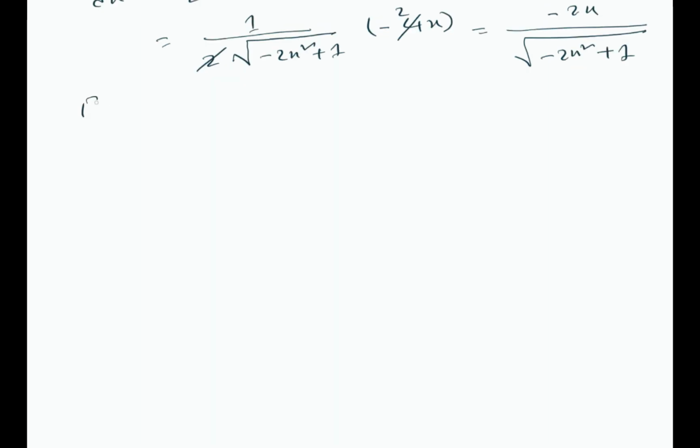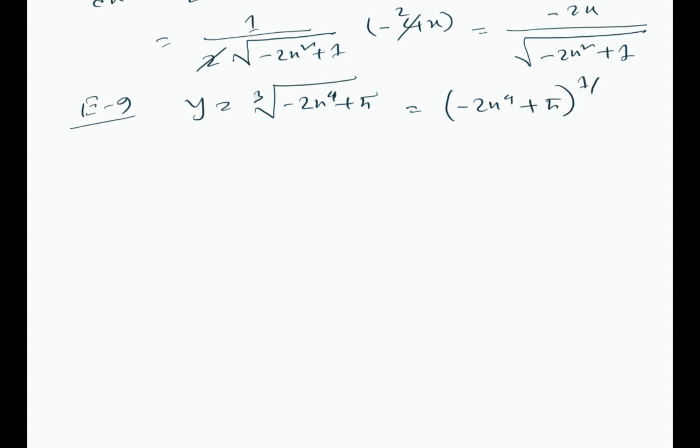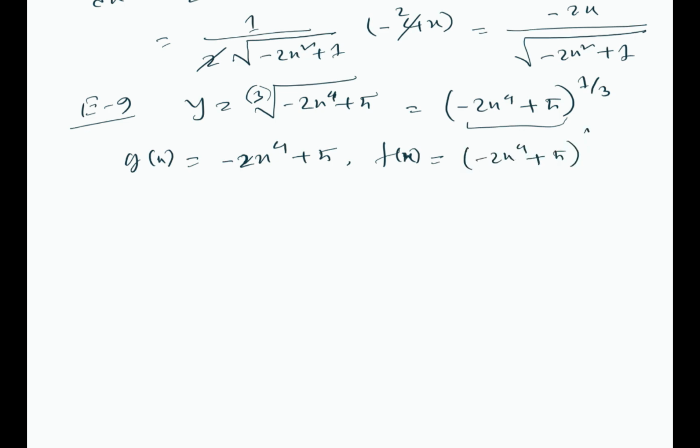Example 9. For example 9, our function y is equal to cube root of minus 2x to the power 4 plus 5. Okay, so we can rewrite it as minus 2x to the power 4 plus 5 all to the power 1 over 3. See, we have 3 here, so we need to write 3 here. Okay, so this is our base, so this is our inner function. So g of x is equal to minus 2x to the power 4 plus 5, and our outer function, which is our original function, is minus 2x to the power 4 plus 5 all to the power 1 over 3.